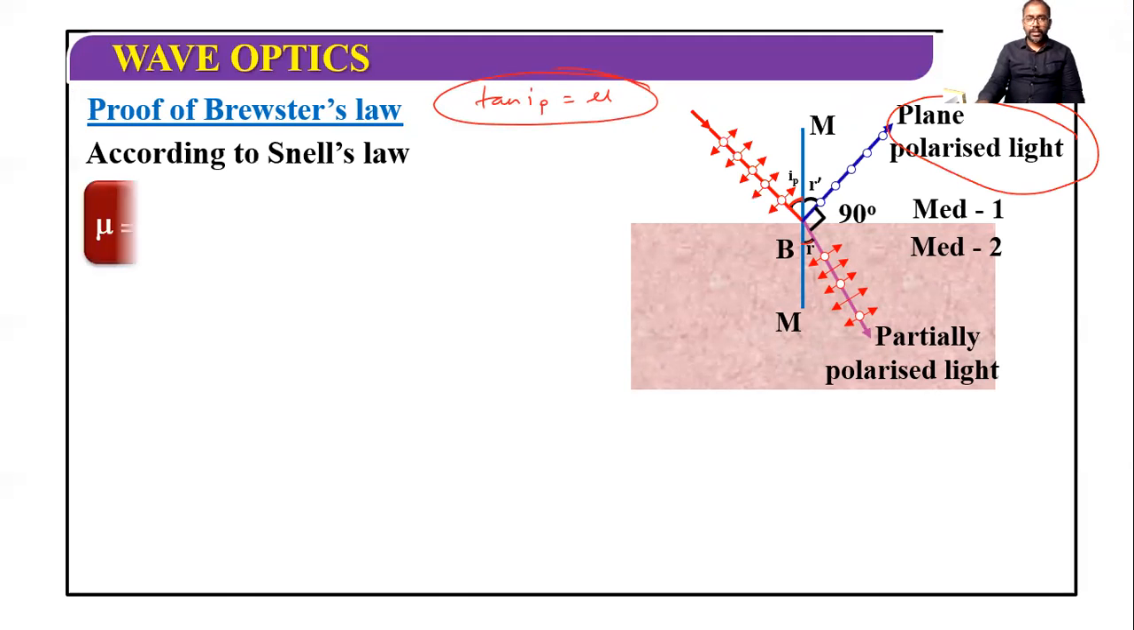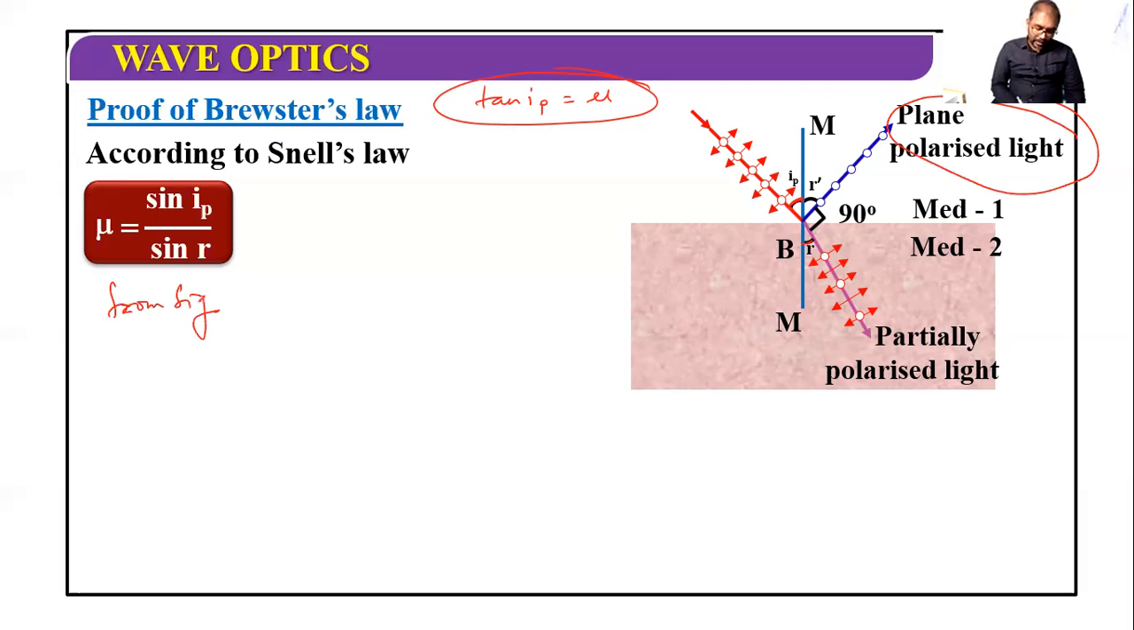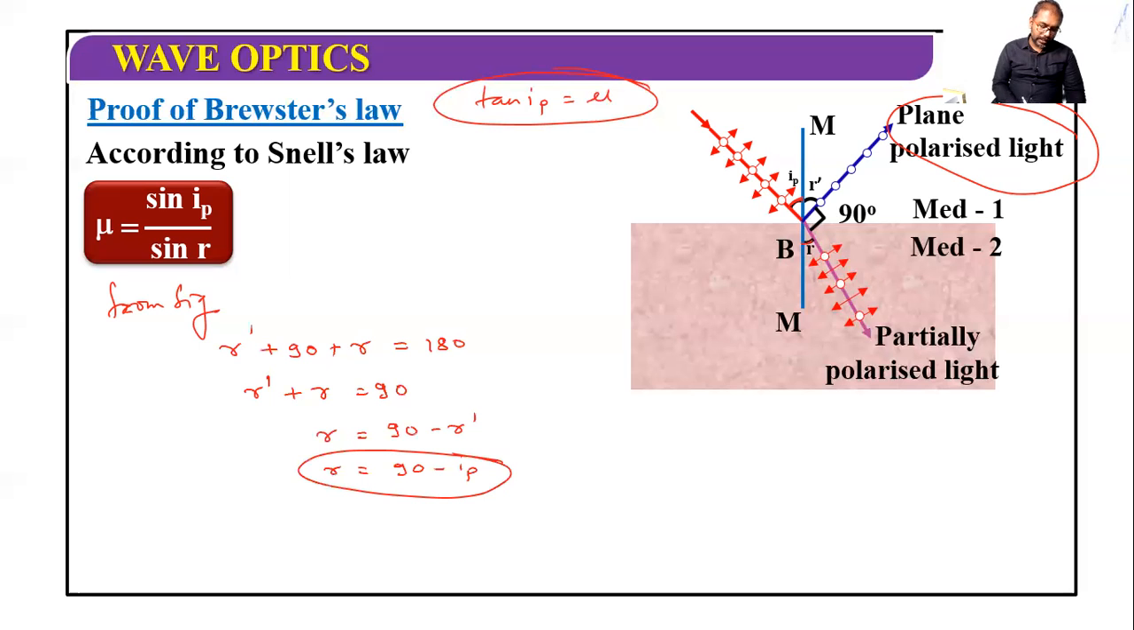According to Snell's law, you know that sin i upon sin r is the refractive index. Now here, remember one thing. From the figure, we can see that this r dash, which we showed as the angle of reflection, plus 90, plus this angle of refraction, comes to 180. So by using that, I can write r dash plus r is equal to 90. Then the angle of refraction is 90 minus r dash. r dash is the angle of reflection, and you know that the angle of reflection and the angle of incidence are the same. So I can write 90 minus i p is r. So this r we have to substitute in Snell's law.